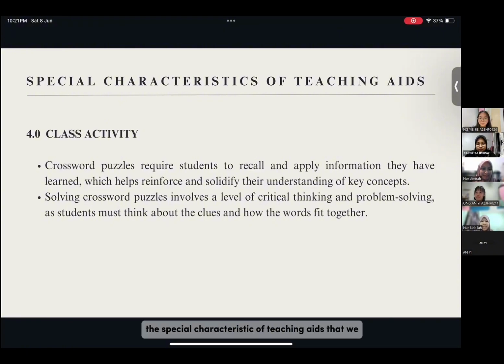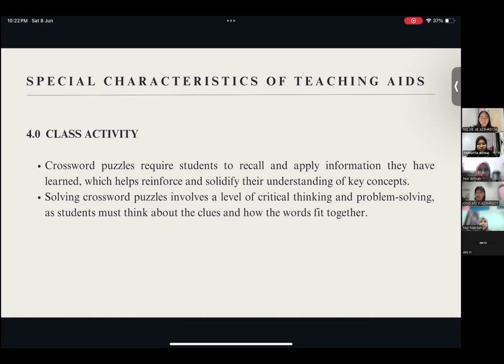Next, the special characteristic of teaching aids that we chose is the class activity. We chose a crossword puzzle, which requires students to recall and apply information they have learned, helping reinforce and solidify their understanding of key concepts. As we know, solving a crossword puzzle involves a level of critical thinking and problem solving, as students must think about the clues and how the words fit together.